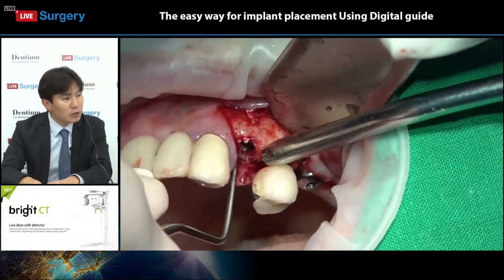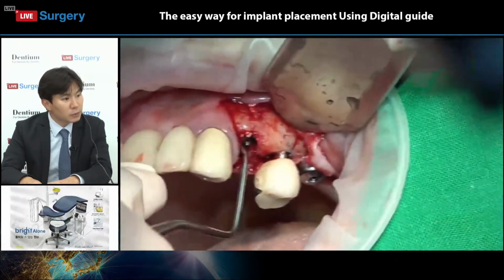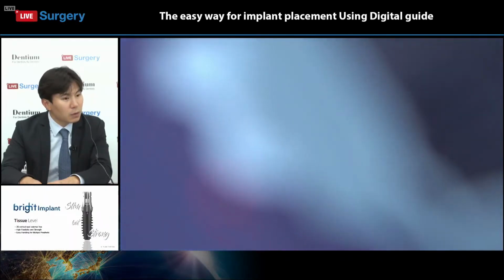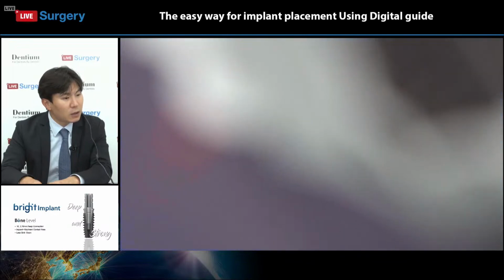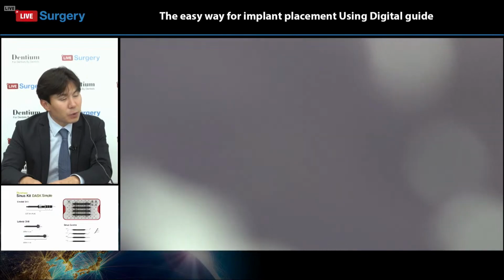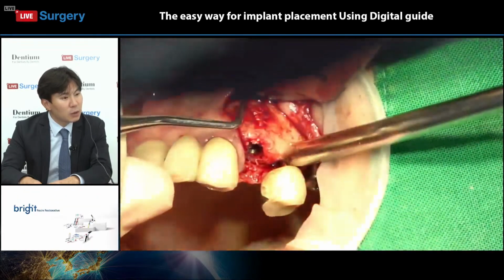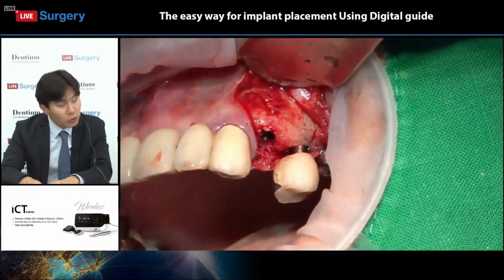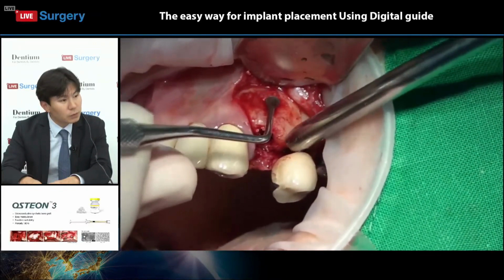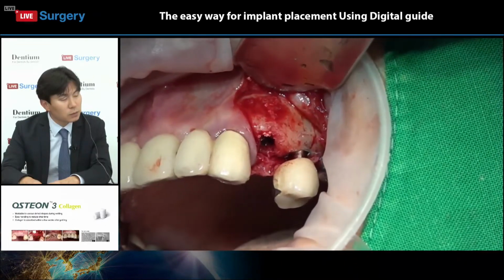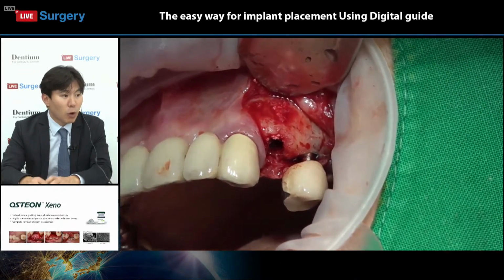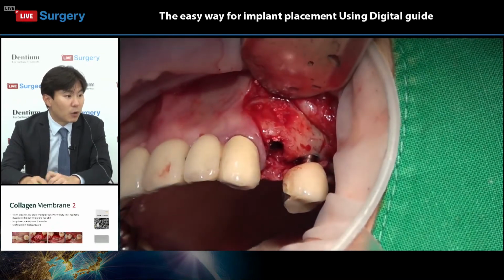Yeah, you can see the subcrestal implant position. From the palatal crest, I think the implant platform was placed 1 millimeter below. No, at least 1.5 millimeter below.